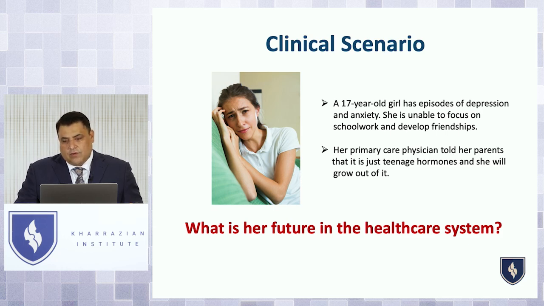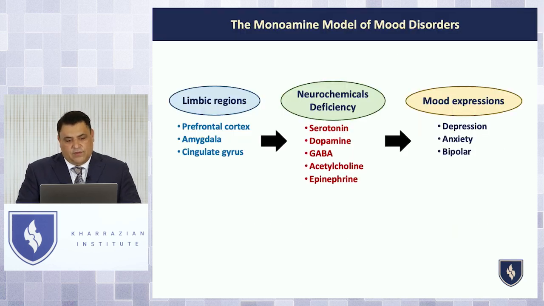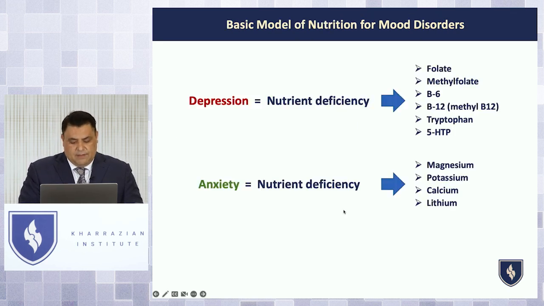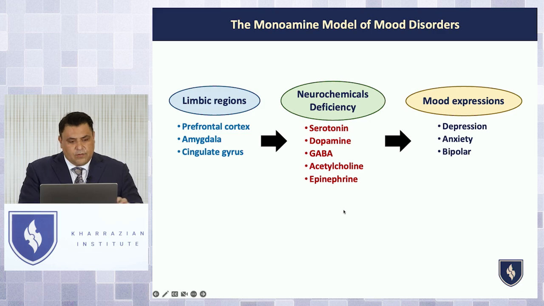Now, when we look at mood disorders, it was initially first just explained by a neurotransmitter deficiency, right? And here's a model where we have, for example, different regions of the brain: limbic regions, prefrontal cortex, the amygdala, cingulate gyrus, and then there are neurotransmitter deficiencies, and then these cause depression. This is the basic model of antidepressants, okay?